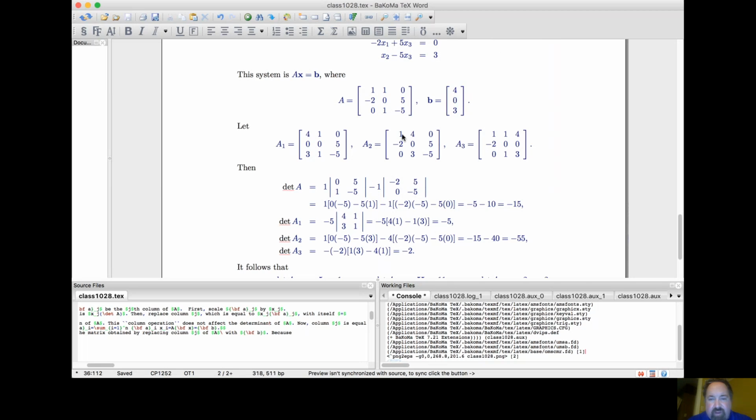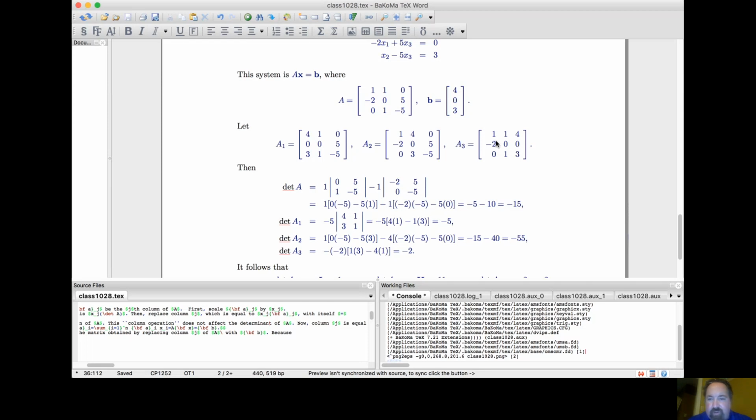For A2, I do a cofactor expansion along the first row. There's no clear-cut choice in this case. So I have 1 times the determinant of this 2 by 2 matrix, -4 times the determinant of this matrix, -2, 5, 0, -5. Actually, that's the same matrix that appeared here with A. And work out that determinant.